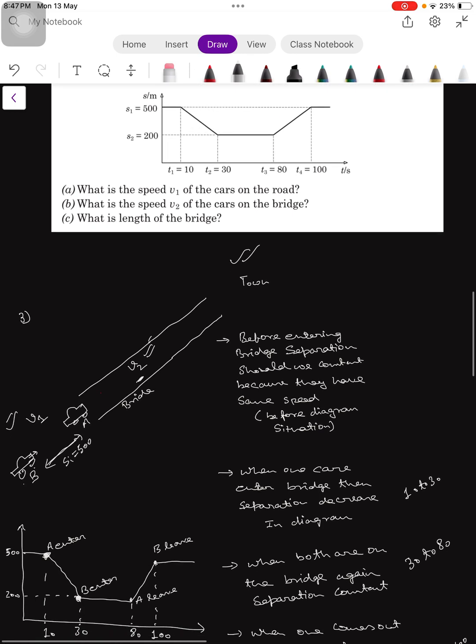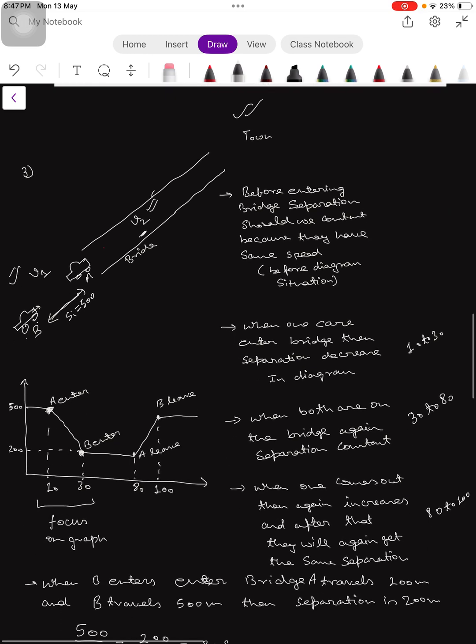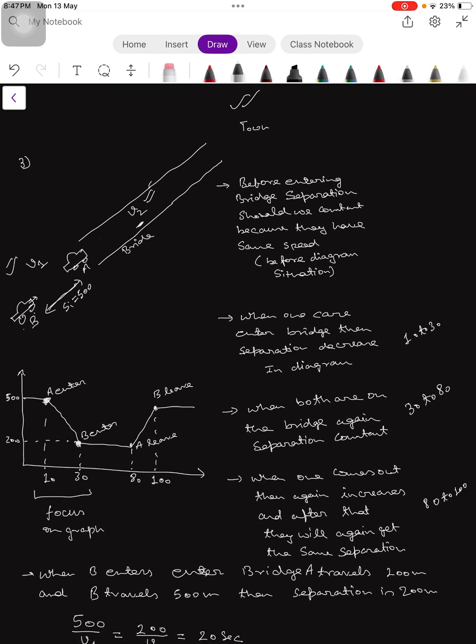These are the things we need to calculate. So students, what we need to check for this particular case: the initial zone already marked here, in this region the speed is v1, in this region also the speed is v1, but on the bridge the speed is v2. Both cars are moving. The initial separation is 500, so that's why the separation here is 500.